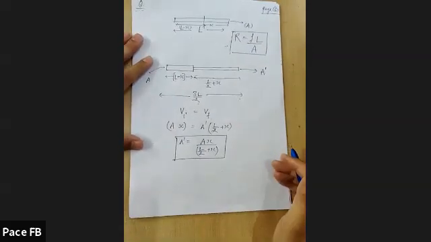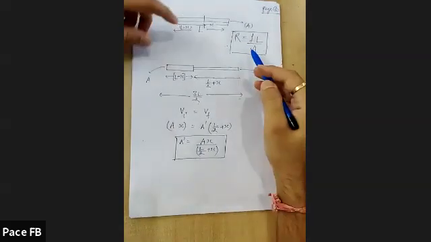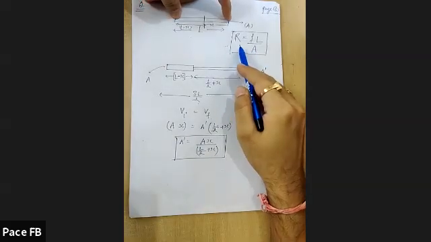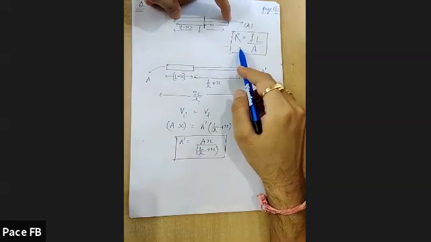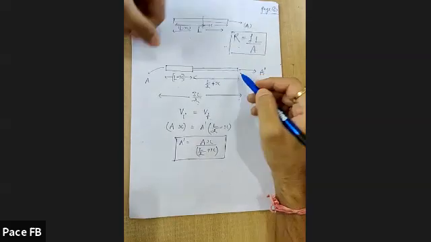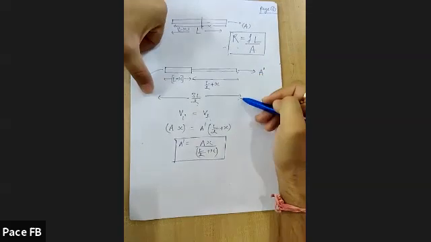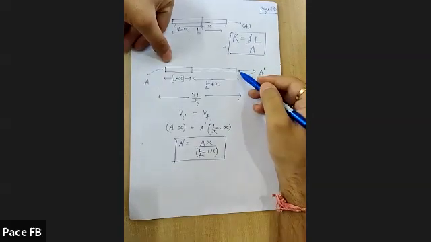Now, the resistance of this wire was R. And in the question, it has been told that the resistance of this full 3L by 2 wire becomes 4 times, 4R.